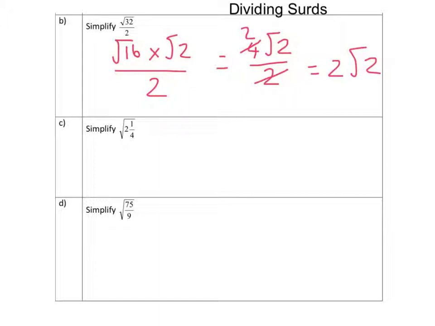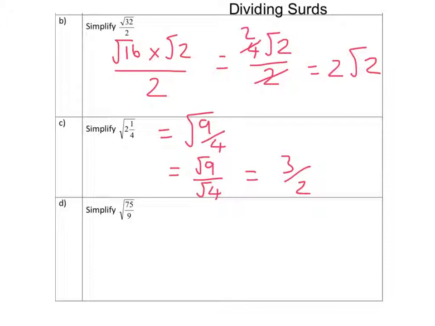In the second example, we've got a mixed number and we're taking the square root of it. So the simplest thing to do here is first of all write it as a top-heavy fraction or an improper fraction. And we can now use our rule for dividing surds to in effect split this up to the square root of 9 divided by the square root of 4, both of which are square numbers, and the answer will just become 3 over 2.